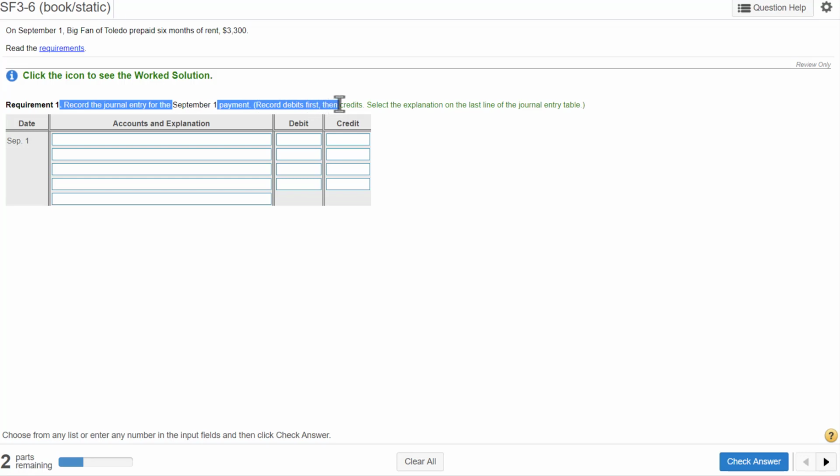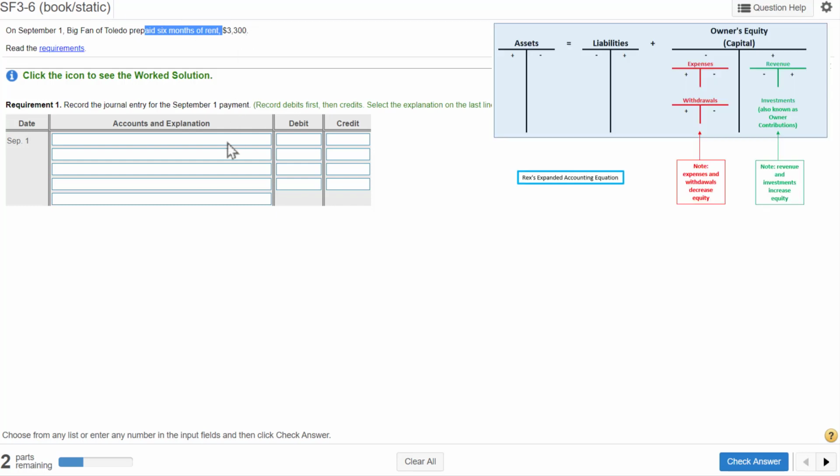Record debits first, then credits as always. Select the explanation on the last line of the journal entry. All right. Big Fan of Toledo prepaid 6 months of rent for $3,300. So we know the amounts are $3,300. But what are the accounts? So what are we getting out of this transaction? Why did we spend $3,300? We're prepaying 6 months of rent.